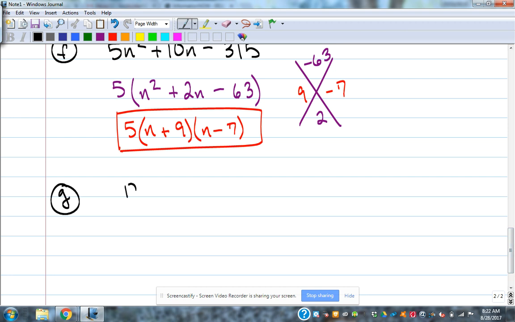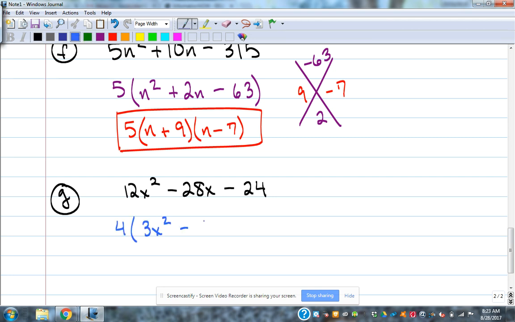Example G. 12x squared minus 28x minus 24. First things first. GCF of 4. 4 goes into 12, 4 goes into 28, and 4 goes into 24. Why not 6? Because the 28, 6 doesn't go into 28. 6 is bigger, but it doesn't go into 28. Then we think bigger things that go into 12. 12 doesn't go into 28 either. So 4 is the biggest one.